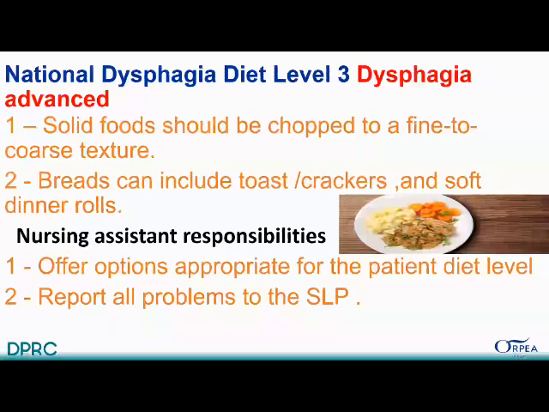Diet Level 3, advanced. Solid foods should be chopped to a fine to coarse texture. Breads can include toast, crackers, and soft dinner rolls. Responsibilities for the nurse: offer options appropriate for the patient's diet level. Report all problems to the speech therapist.